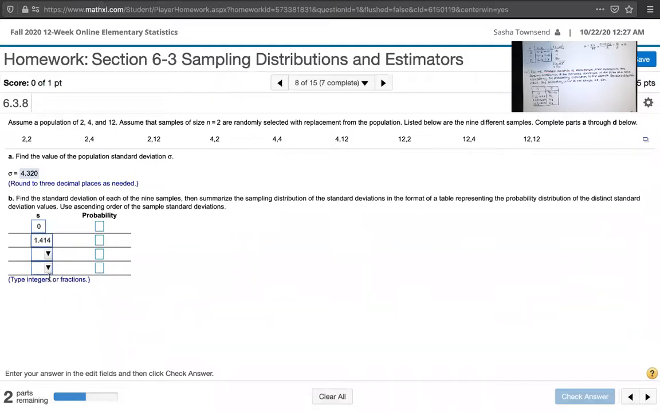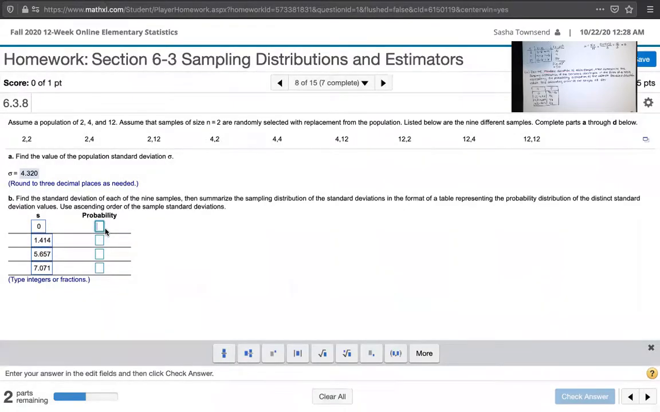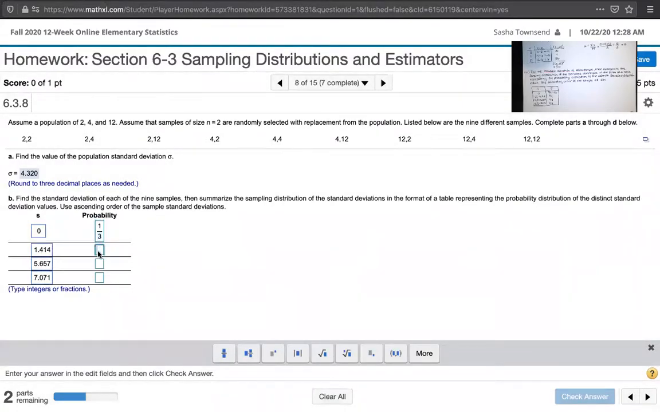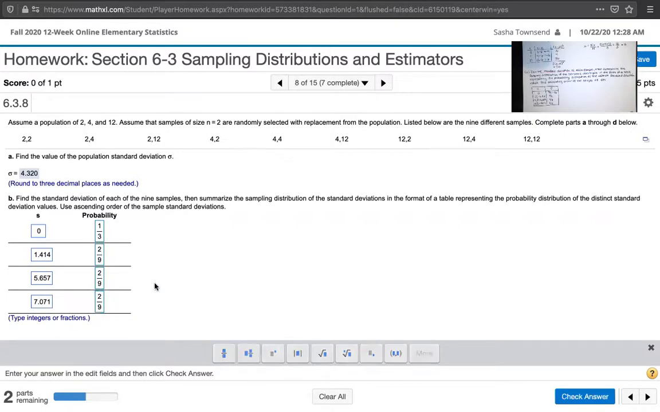So we had that 1.414, and then 5.657 and 7.071. It's exactly what we got. And then the probabilities were 3 out of 9, which reduces to 1/3, 2 out of 9, 2 out of 9, and 2 out of 9. So when we are selecting samples of size 2 from this particular population, there are 4 possible sample standard deviations that could come from that. And these are the probabilities associated with each of these possible sample standard deviations that we found.